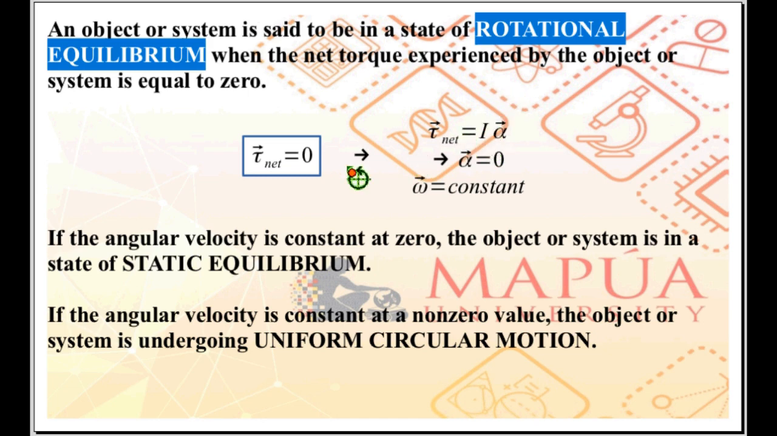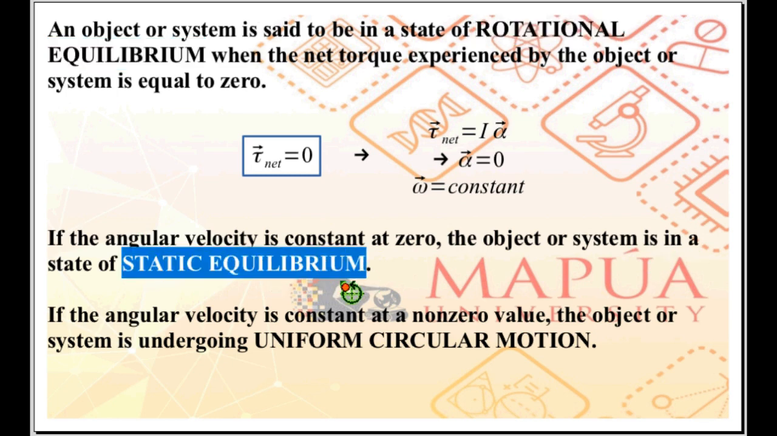If the net torque is 0, that means the angular acceleration is 0. The rate of change of angular velocity is 0. That means the angular velocity is not changing. The angular velocity omega is constant. A system that is in equilibrium is characterized by constant angular velocity. If the angular velocity is constant at 0, the object or system is in a state of static equilibrium.